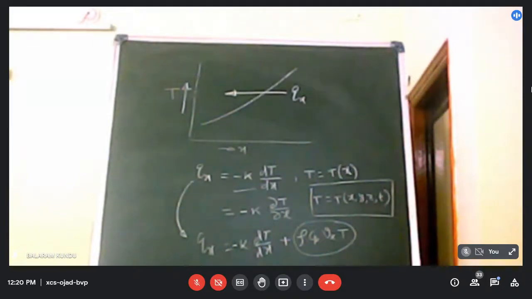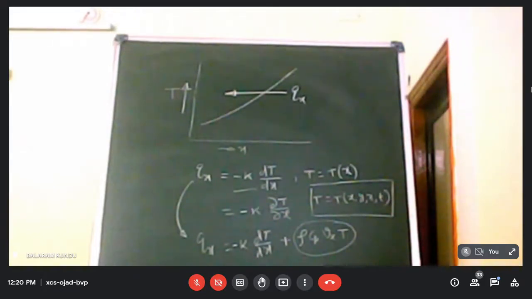In that case, Qx is minus K into del T del x. Due to the temperature gradient there is a heat flux component, which has been written by applying Fourier's law of heat conduction. And for the motion of the solid, another flux has come. That flux is called the convective flux or enthalpy flux, and the expression is rho Cp Vx T. So this term should be added if the solid is not stationary.